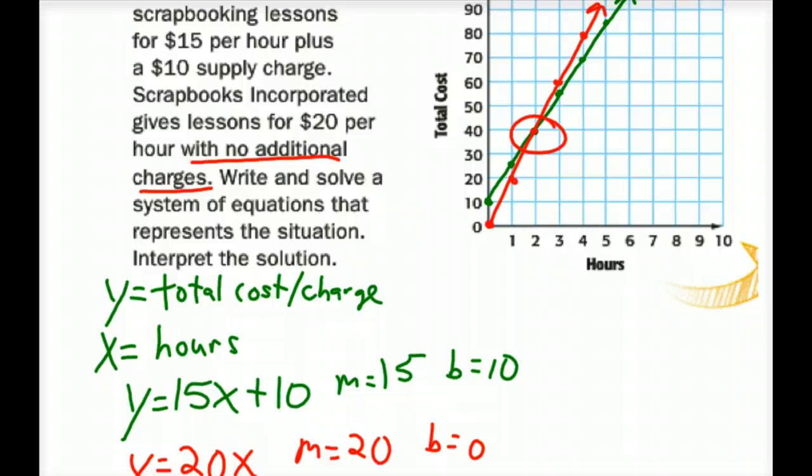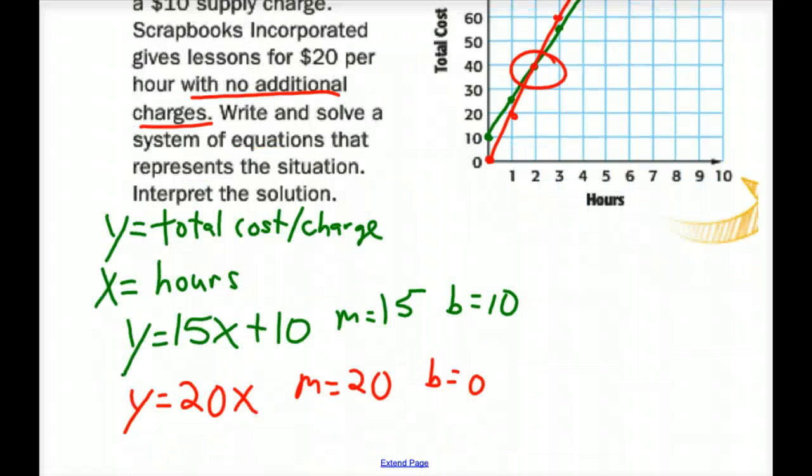What is that point? 2, 40. Excellent. Now the hard part. Somebody explain what that point means. That's the point where the two lines intersect. No. Based on this problem, what does that point mean? Sean Kelly? $40 for 2 hours. And what about the two companies? Can you say something intelligent about what that means for the two companies?